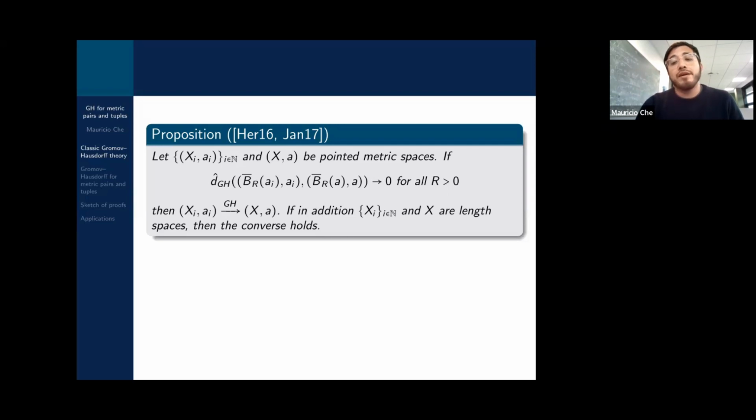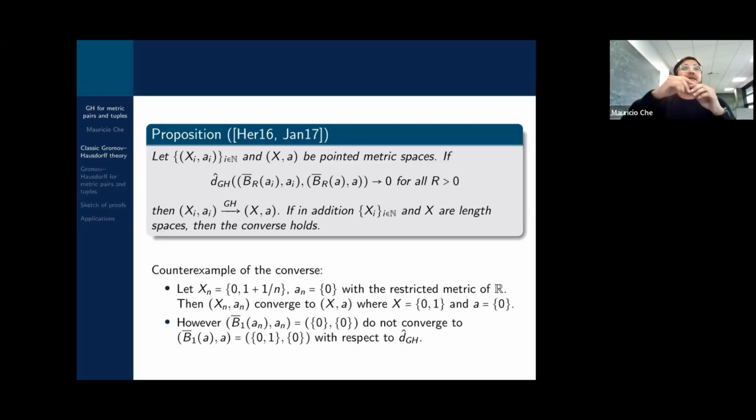The reason that in general the converse doesn't hold is if the spaces are not length spaces. By the way, I think I can assume that everyone knows what a length space is, but basically these are spaces where you can approximate distances using lengths of curves. Well, anyway, if a space is not a length space, in general, the closed balls do not behave well. And we can see this in very simple examples.